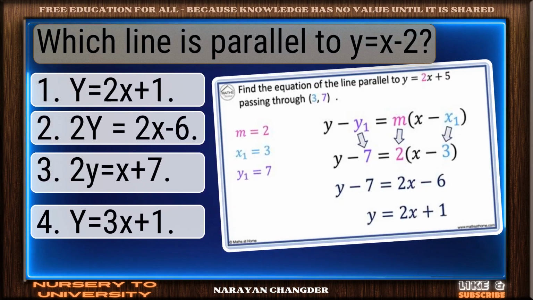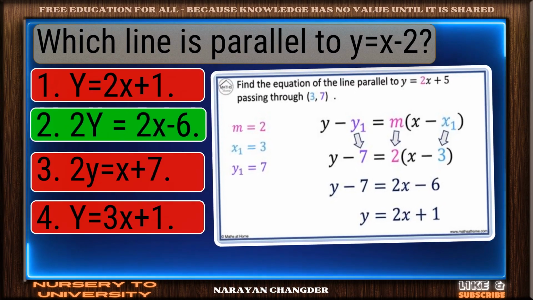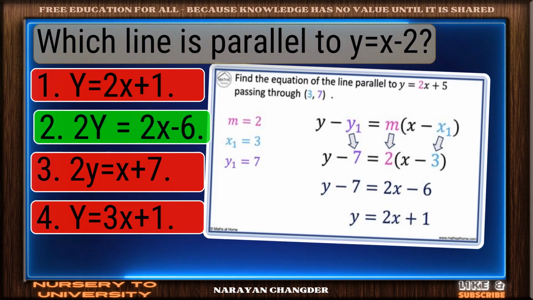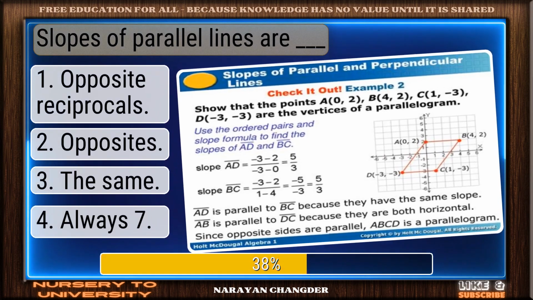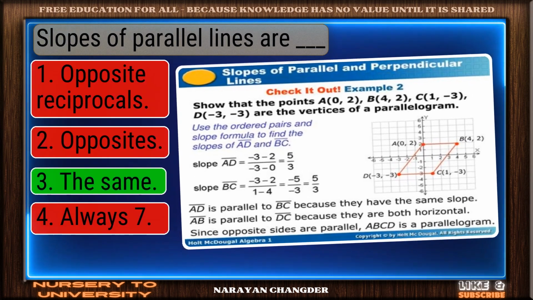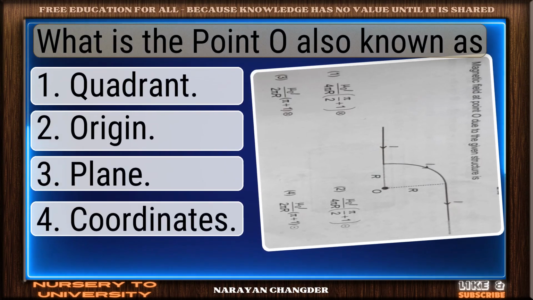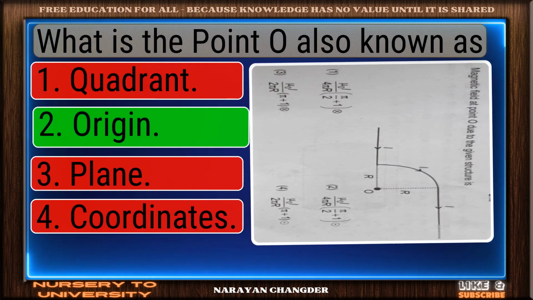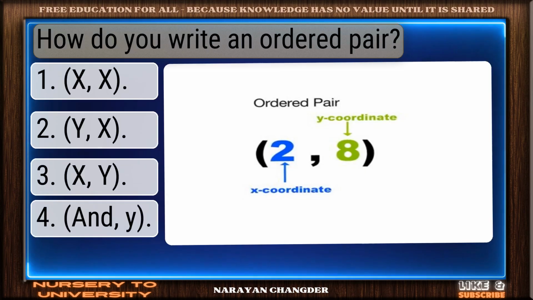Which line is parallel to y equal to x plus 2? Well done. 2y equal to 2x plus 6 is right. Slopes of parallel lines are dash. Nice selection. The same is correct. What is the point O also known as? Correct response. Origin is accurate.